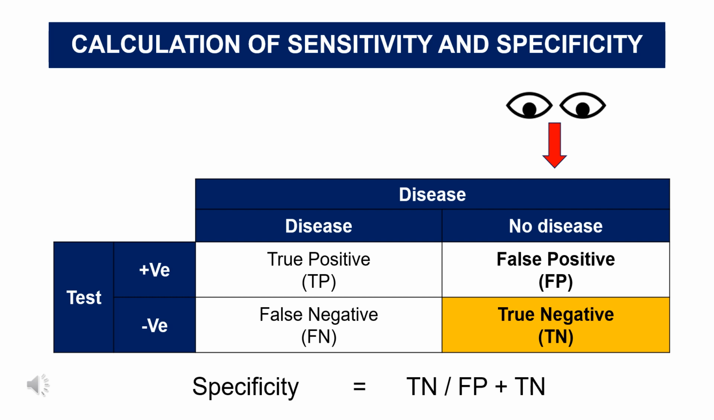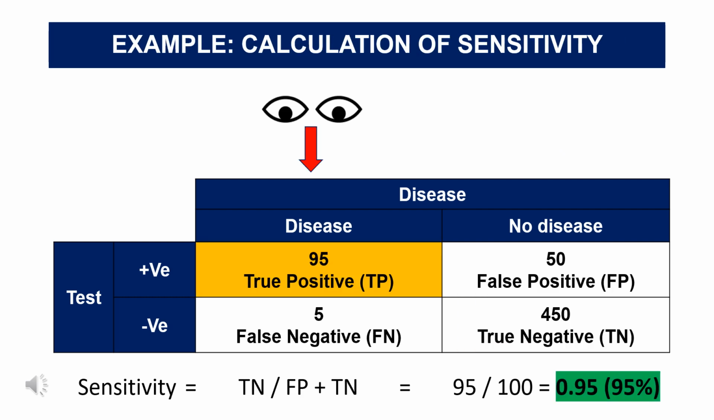Specificity, on the other hand, is the proportion of people without the disease who tested negative for it. A high specificity means that the proportion of true negatives is high and the proportion of false positives is low. Specificity is also an indicator of how good a test is and guides us on how to determine the appropriateness of a test and interpret its outcome.